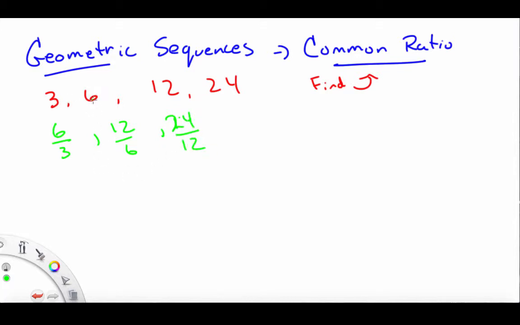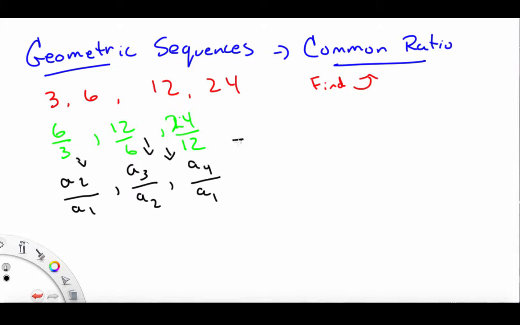This is a sub 2 divided by a sub 1, a sub 3 divided by a sub 2, and a sub 4 divided by a sub 3. Let's see if we're doing this right. That looks good. That looks great. So we're on the right path.